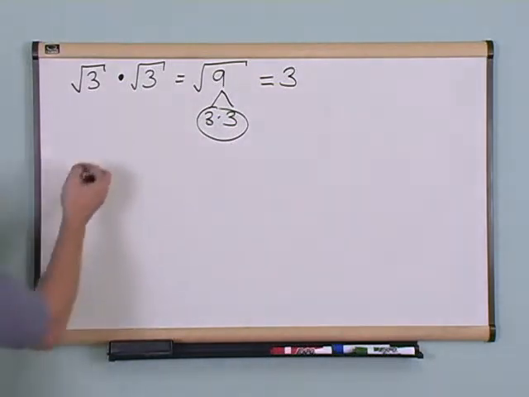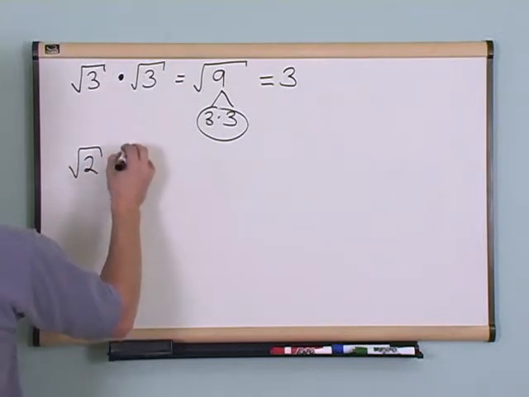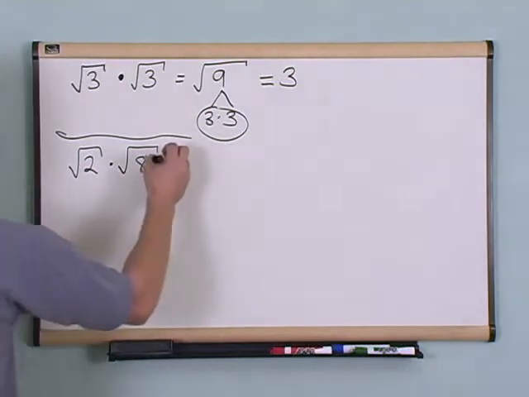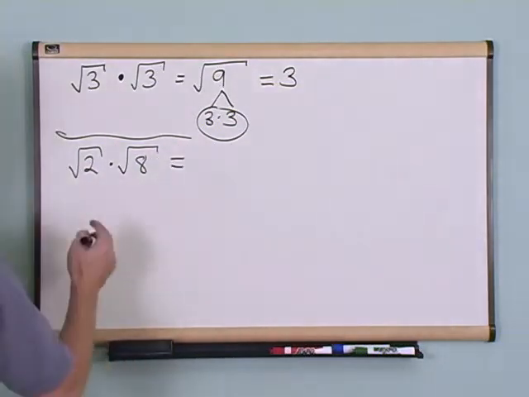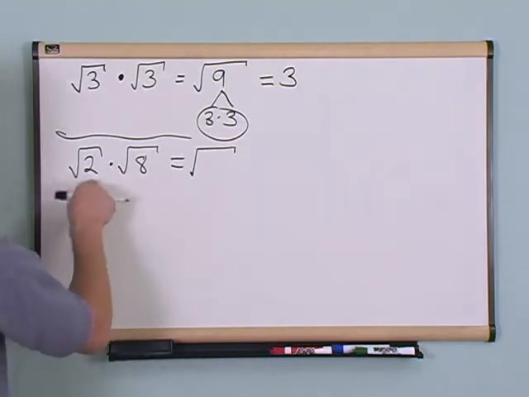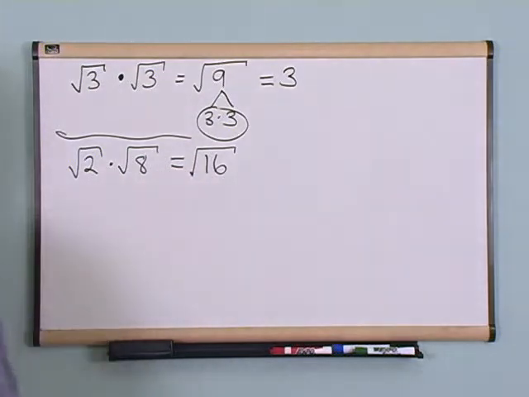Okay? What if you had square root of 2 times square root of 8? Okay? I want you to use the principle we just talked about, which is very simple. You write another radical sign down, and you take what's underneath and you multiply them together. 2 times 8 is 16, so you put that underneath a new radical.